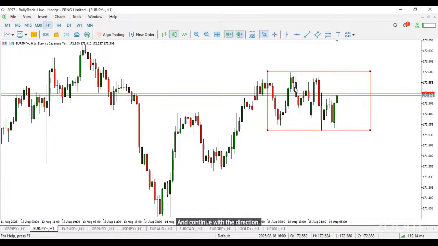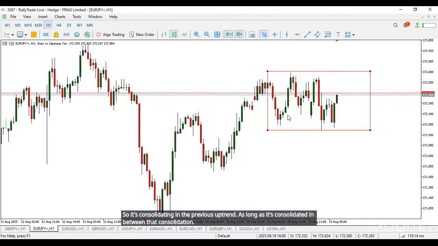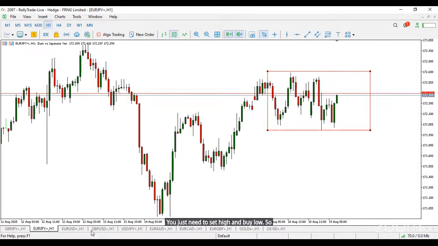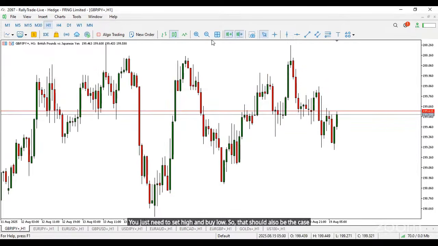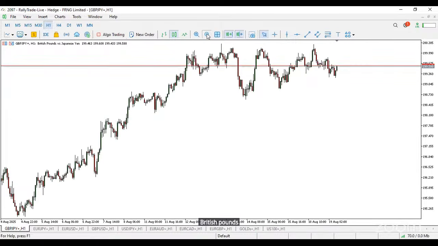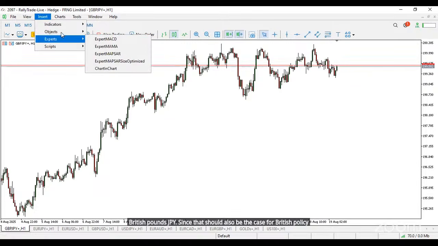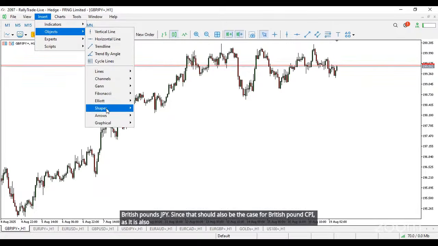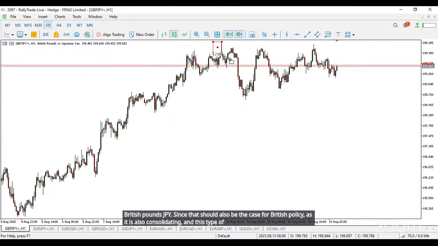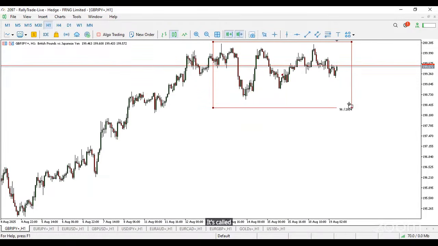So the day trade for Euro JPY currently is consolidating in the previous uptrend. As long as it's consolidating, you just need to sell high and buy low. That should also be the case for British pound JPY, as it is also consolidating. And this type of consolidation is called a wide range consolidation.